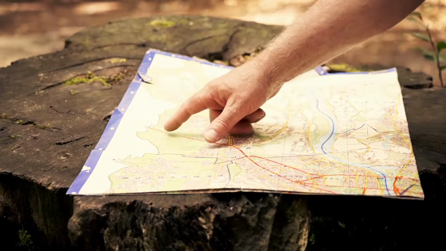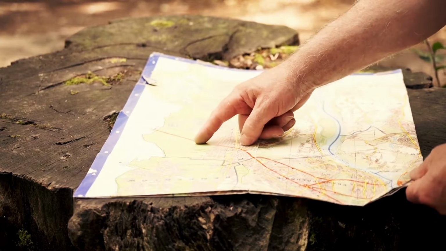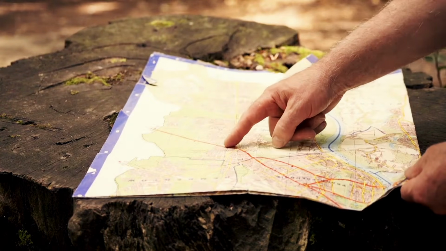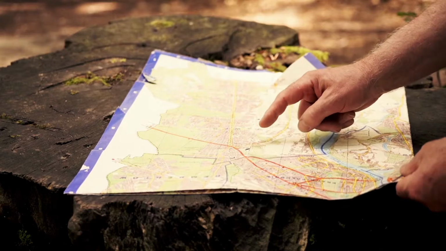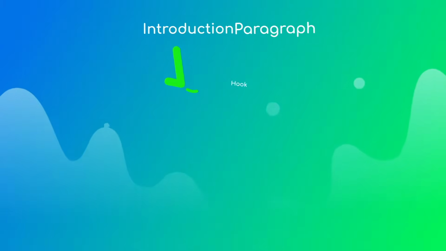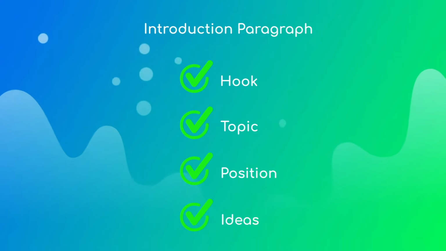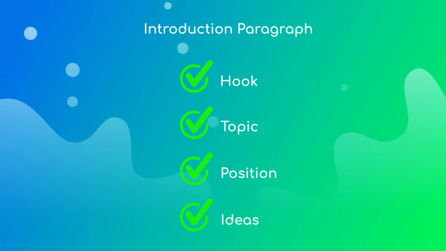An introduction paragraph is about providing a roadmap to the reader. It outlines what your essay will be about and what ideas you will be sharing. Here is a simple breakdown. First, we start with a hook. Second, the topic. Third, the position. And fourth, the ideas you'll be sharing. Let's look at an example.